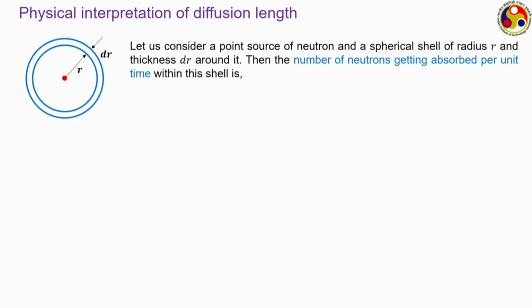Then the total number of neutrons that are getting absorbed per unit time within this shell should be equal to the absorption cross section of the shell material into the neutron flux at that particular location into the volume of the shell. Here dV refers to the volume of this infinitesimal shell, and what is dV? That is 4 pi r square into dr. If dr is extremely small compared to r, we can always represent dV with 4 pi r square into dr.